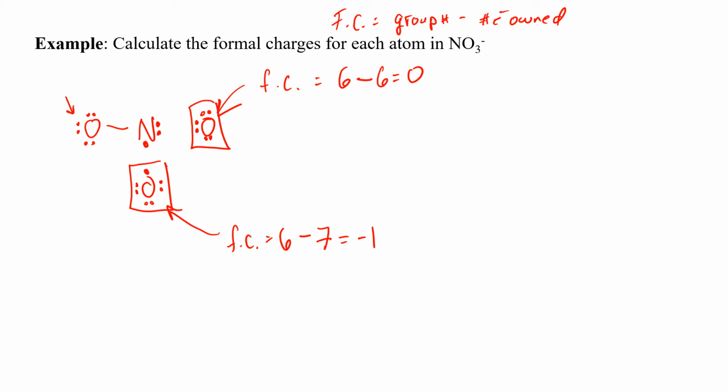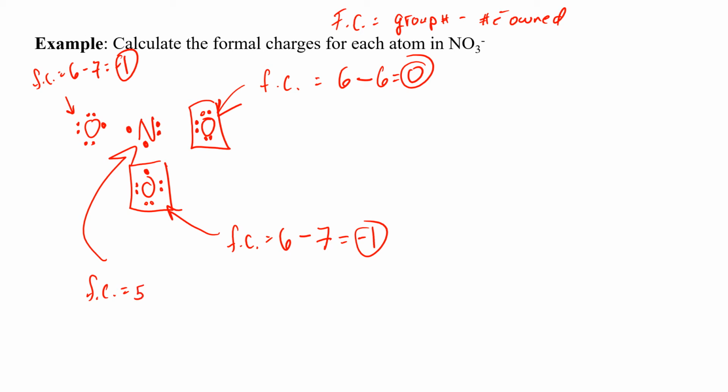Let's look at our next one. The formal charge equals group 6 minus, well, in this single bond, we're going to give 1 to oxygen, 1 to nitrogen. So 6 minus 7 equals a -1. So we've got a -1, a -1, a 0 so far. And finally, let's do our nitrogen. The formal charge equals nitrogen's group 5 minus, how many does it own? It owns 4, so that's a plus 1. Now let's add up all of our formal charges. Plus 1 minus 1 minus 1 equals, oh, look at that, the total charge of the particle.